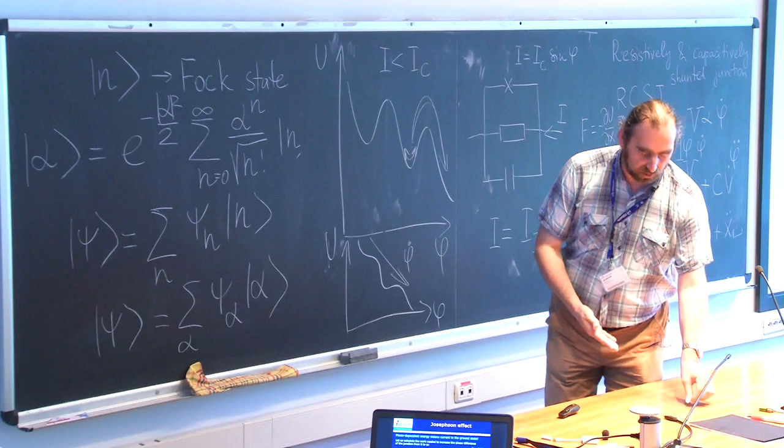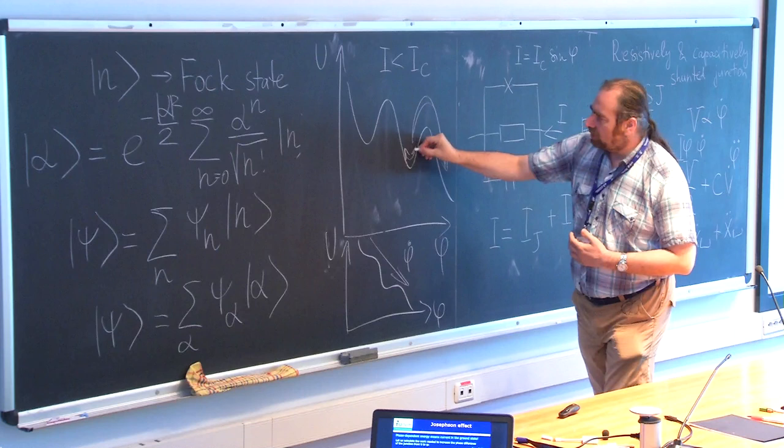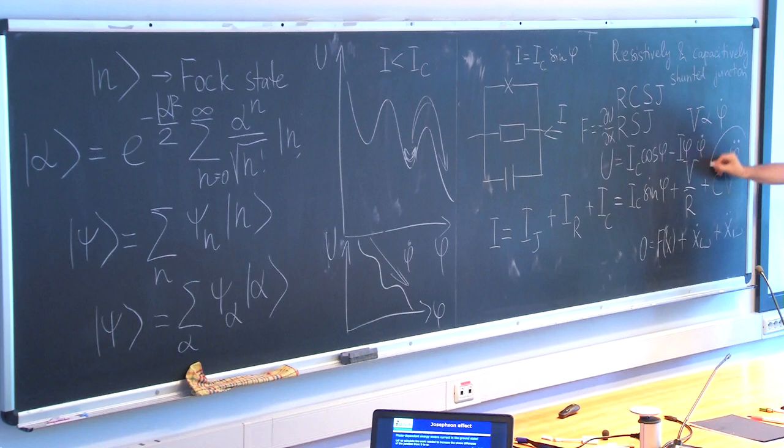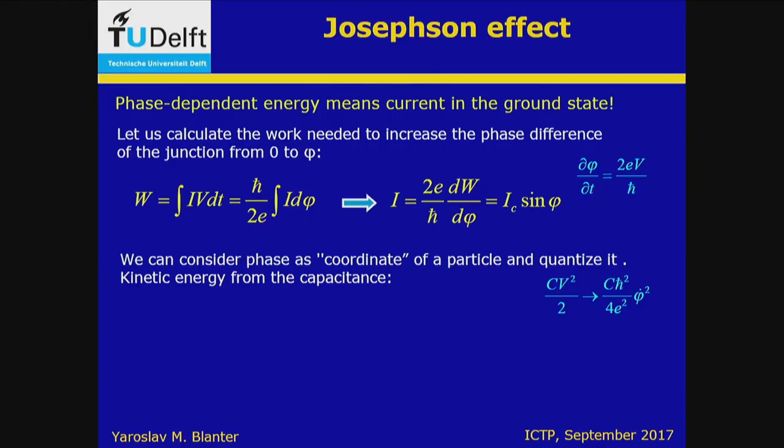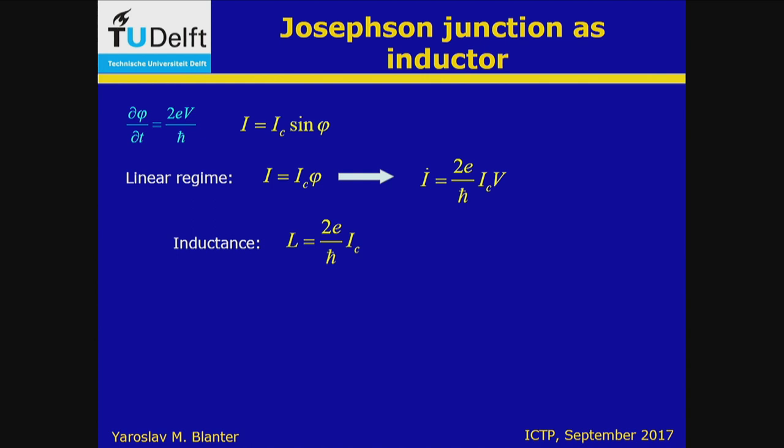And another thing is that what it is doing in the minimum is determined by the mass term. So this capacitance has the role of the mass of a particle. If you write the energy and add all the correct coefficients, you see that you have an energy of the Josephson junction proportional to phi dot squared with a coefficient proportional to the capacitance. This is like a mass term, like an inertia term. Now I have to speed up a little bit.